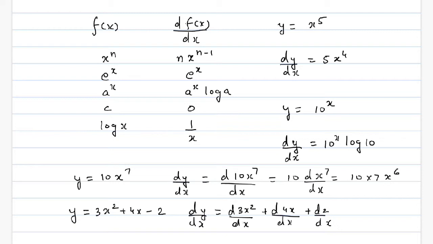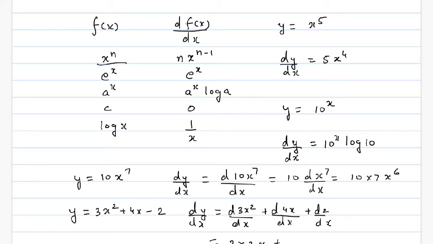Then we can solve them individually. Now 3 is constant, that will come out. Differentiation of x square should be according to our x raised to n. So I should get 3 times 2x, and 4x, 4 again constant, comes out.